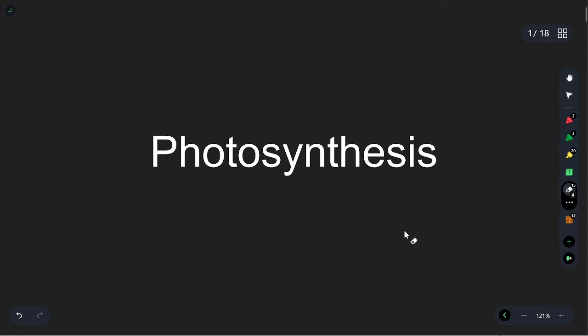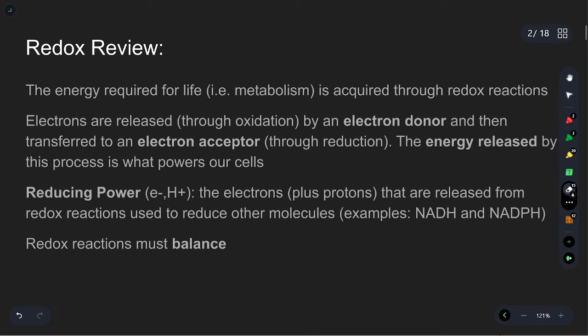Greetings, y'all. So we're going to talk about photosynthesis today, and just like in cellular respiration and fermentation, redox is an important part in photosynthesis. Redox is a process where electrons are released by an electron donor and then transferred to an electron acceptor.